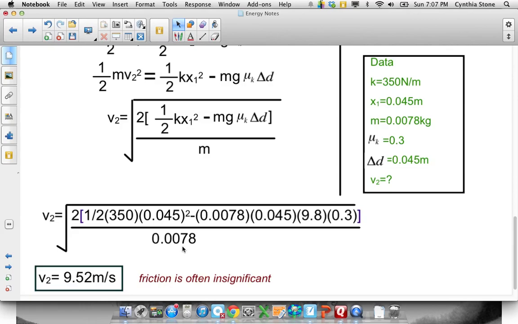But the neat thing to get out of this, look at the answer. Look how close the answer is to the question from before. I have a 0.3 kinetic friction coefficient, and it's 0.01 meters per second slower. That's why I had to keep so many decimal places, just to show you that. So this is why often when we say friction's insignificant, it really is. It's not that we're just being lazy or trying to make the questions easier. Sometimes it makes all the difference, and sometimes it means essentially zero difference.